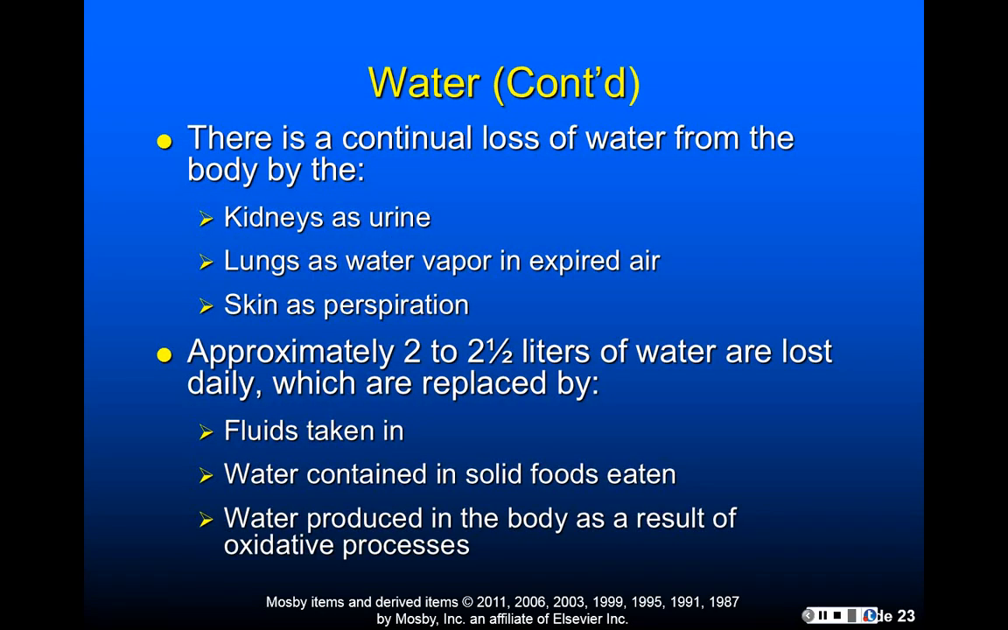As you probably know, there's a continual loss of body water through the kidneys, the lungs, and the skin. About 2 to 2.5 liters of water are lost daily. This loss is replaced by the fluids that we take in, the water in the solid food we eat, and water is also produced by oxidative processes in the body.